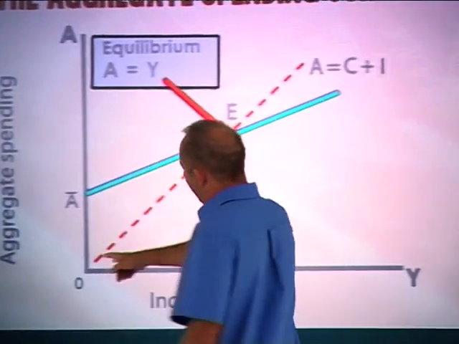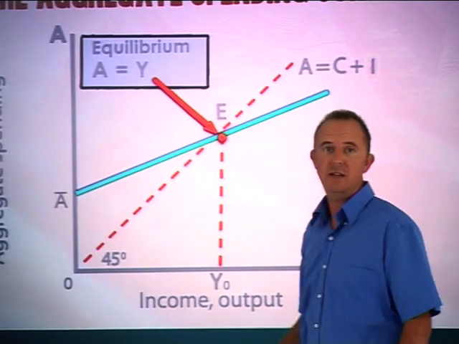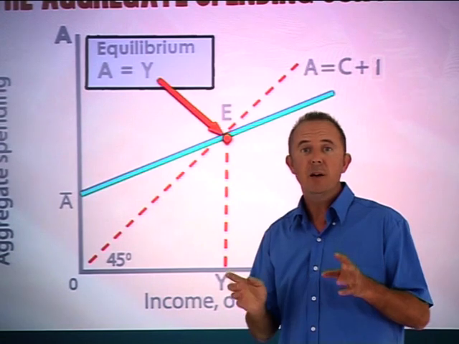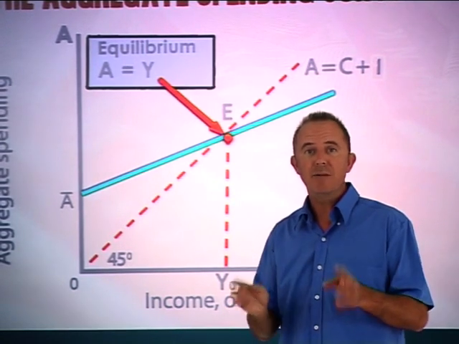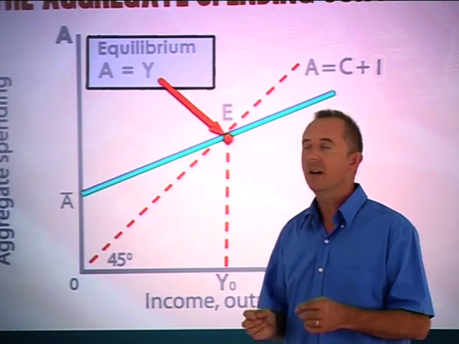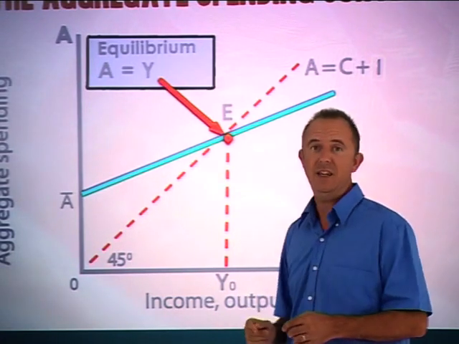The 45-degree line you see here indicates possible equilibrium positions. Now, equilibrium in the goods market occurs where the level of output and income, Y, is equal to total spending, A, and this occurs at point E.